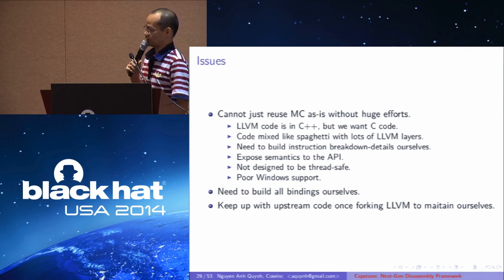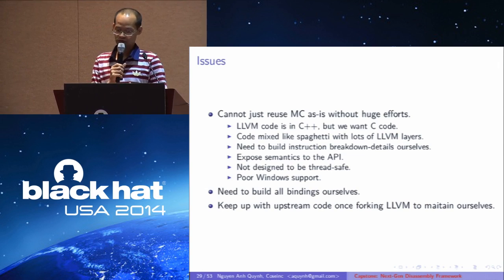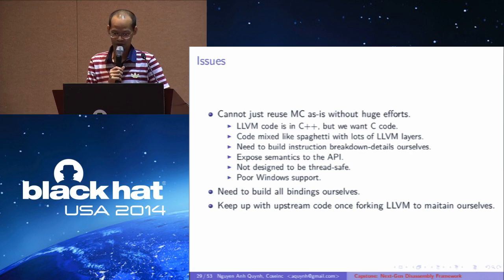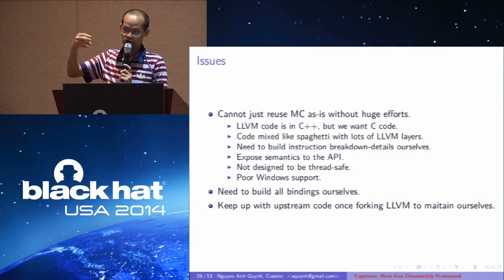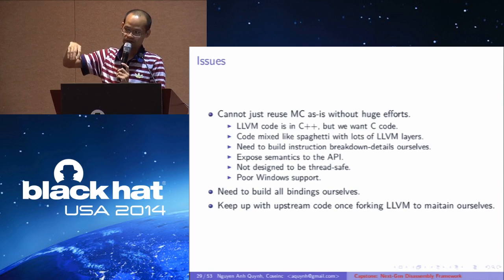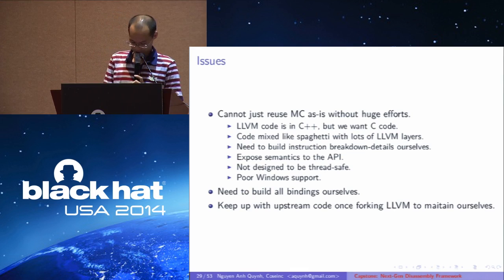Okay, after you can fix MC to work for Capstone, you still need to build the binding languages ourselves. And after that, once the upstream is updated, we need to keep up with the changes in the upstream. So first of all, if LLVM fixes something in the disassembler, I need to port it back. And that's also a big problem because we fork LLVM. So we need to keep updating ourselves.